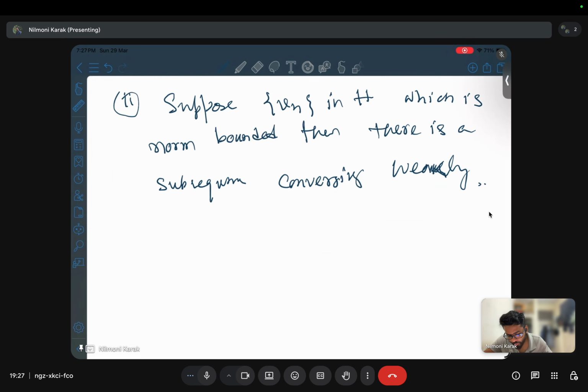To prove the second part, one can use Banach-Alaoglu for a separable Hilbert space. All of this we are studying actually for stating the spectral theorem, right?